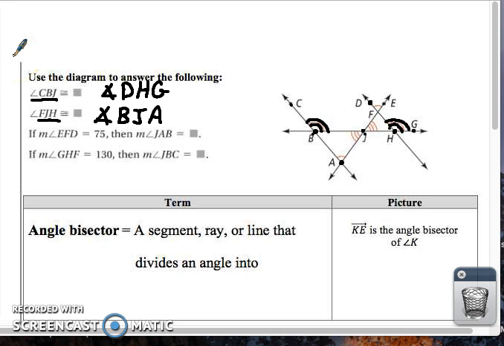All right, now listen to the next statement. If the measure of angle EFD, let's find EFD.